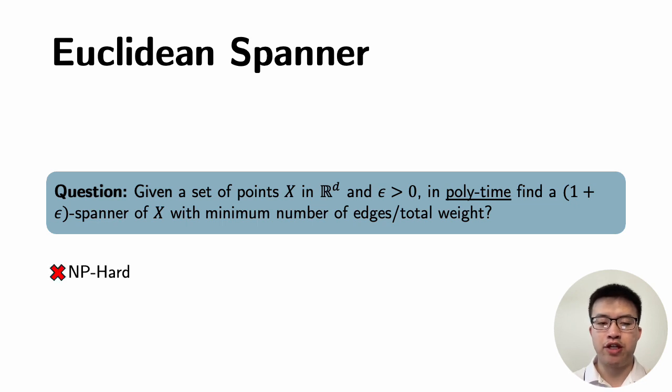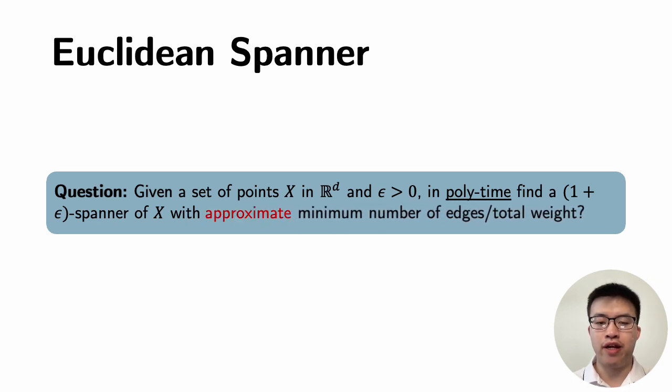However, this problem is NP-hard. So instead of finding the one with minimum number of edges, we find the spanner with approximately minimum number of edges or approximately minimum total weight. Here by approximate, we mean the approximation ratio is an absolute constant that only depends on d and does not depend on epsilon.